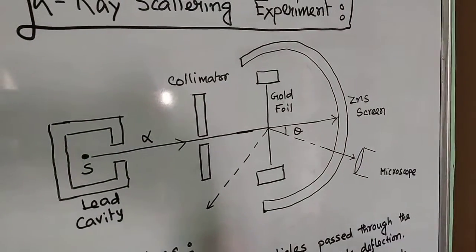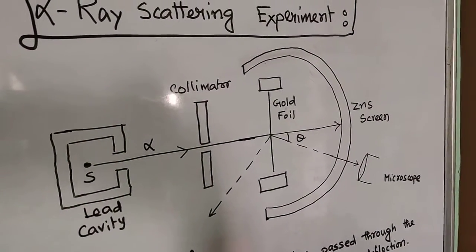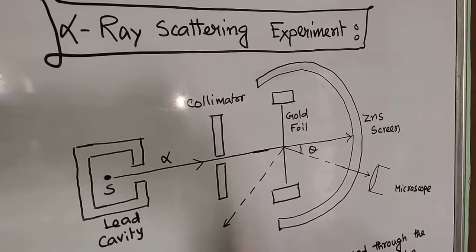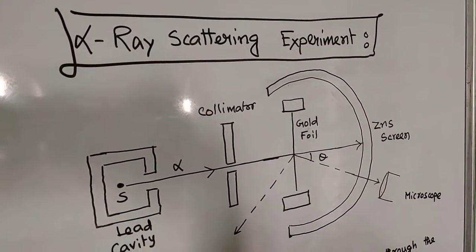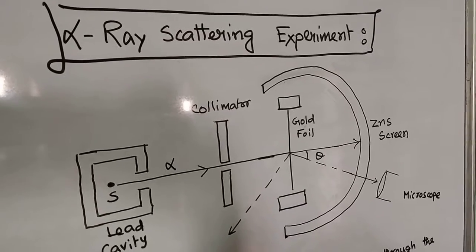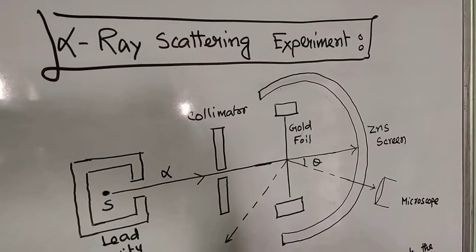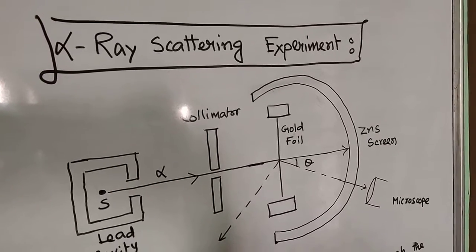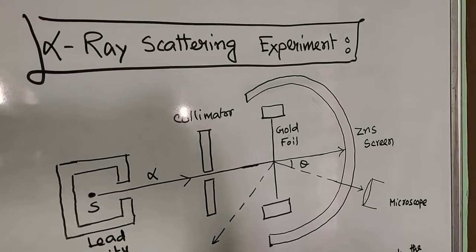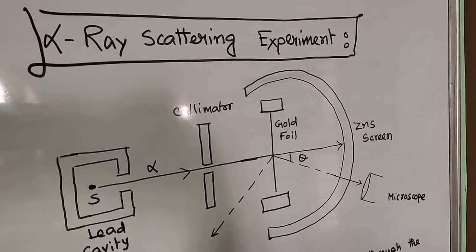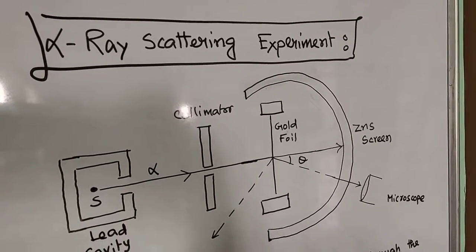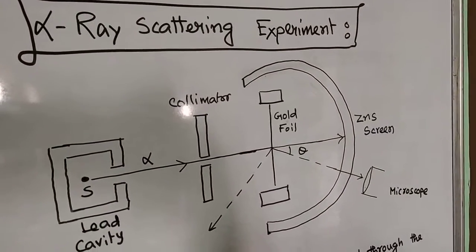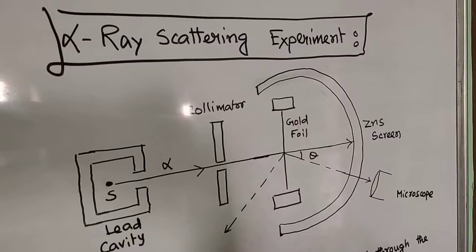Now the alpha particle comes out from the source through the narrow opening of the lead cavity, and after that it passes through the collimator. What is the function of the collimator? The function of the collimator is that it restricts a finite number of rays that come out from the source, and it blocks the rest of the rays. So only a fine stream of rays will pass through the narrow slit of the collimator, while the rest of the rays will not be able to pass through.